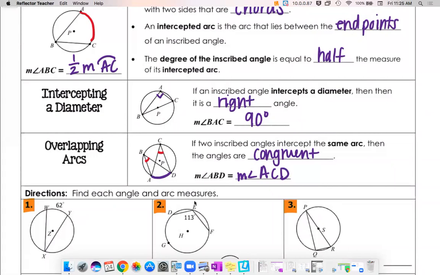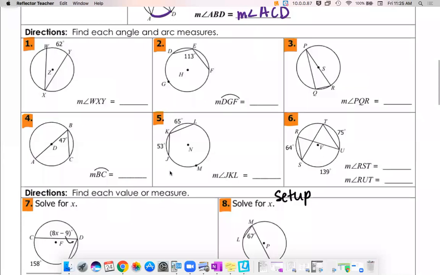And then overlapping arcs, if two inscribed angles intercept the same arc. So if you look at this one, this angle ABD and angle DCA have the same intercepted arc AD right here. So if they have that, then that means these two angles are congruent. So that means that these two are the same measure and they would be half of whatever this measure AD is. Okay, so let's use that information to go through some of these problems.